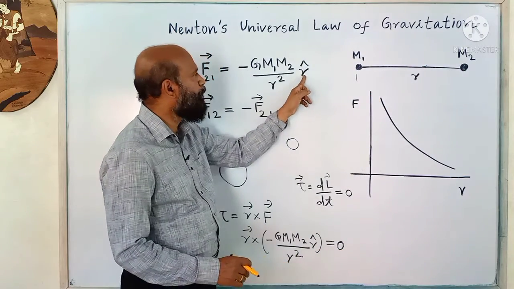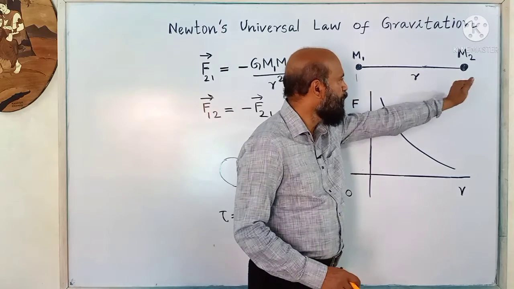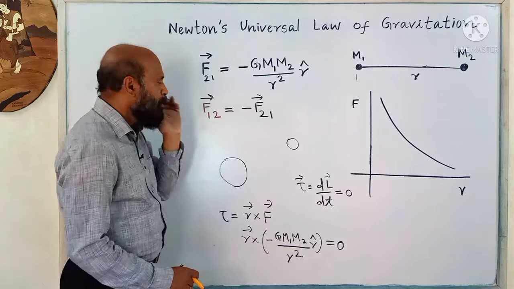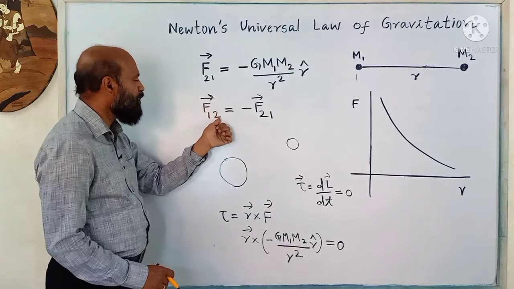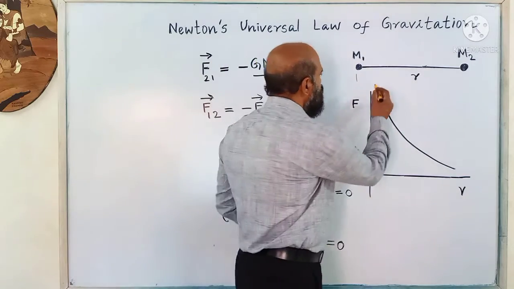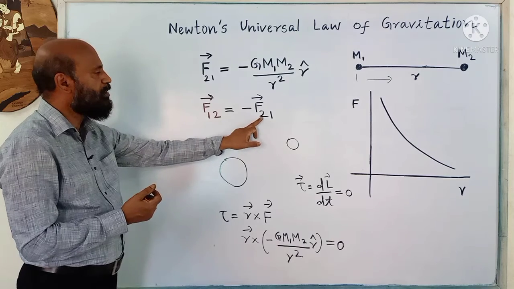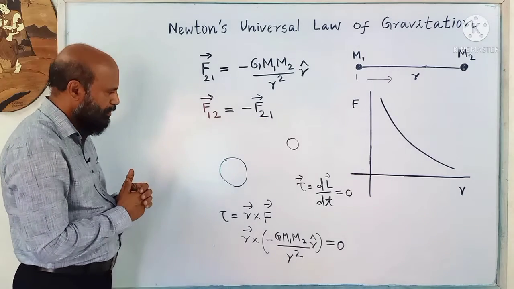So r cap is a unit vector from the first mass to the second mass, but the force is opposite. That's why minus r cap. This is a force on the first mass because of the second mass. It is directed towards that side. So it will be opposite to the force exerted on the second mass because of the first mass. So it's an action-reaction pair.